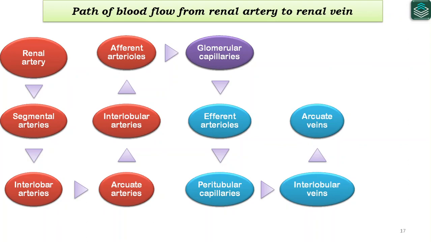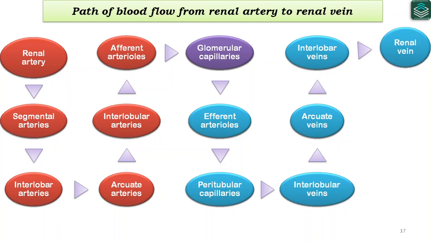Then the blood drains through the arcuate veins to the interlobar veins running between the renal pyramids. Blood leaves the kidney through a single renal vein that exits at the renal hilum and carries venous blood to the inferior vena cava. So this is the overall path followed by the blood, entering through the renal artery and coming out through the renal vein.